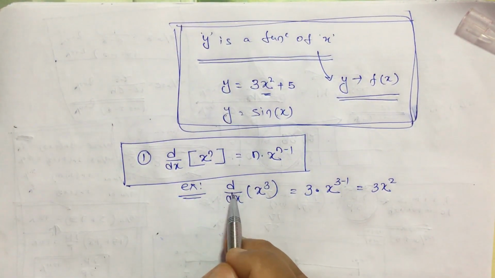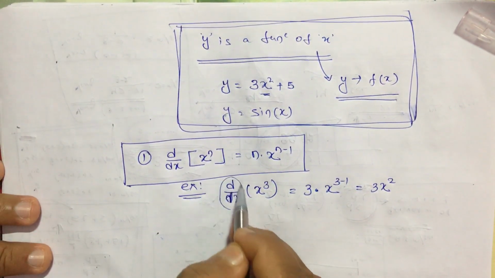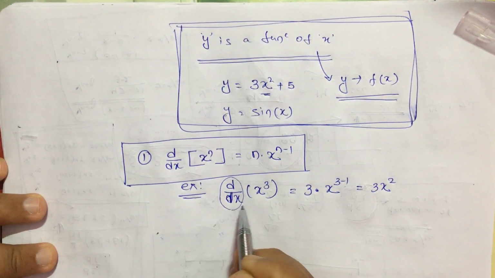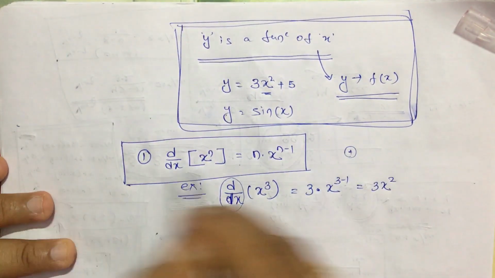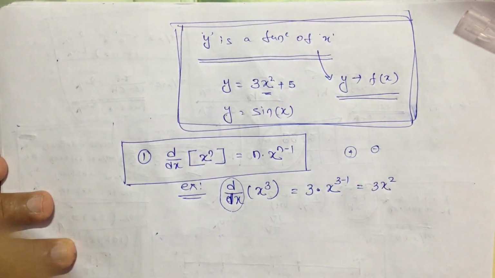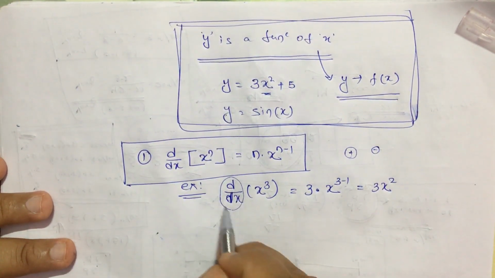It is not that d is a term and x is a term. It is the symbol of derivative with respect to x. Like plus, you are giving a symbol like this; subtraction, you are giving a symbol like this. You can read it as just a symbol.